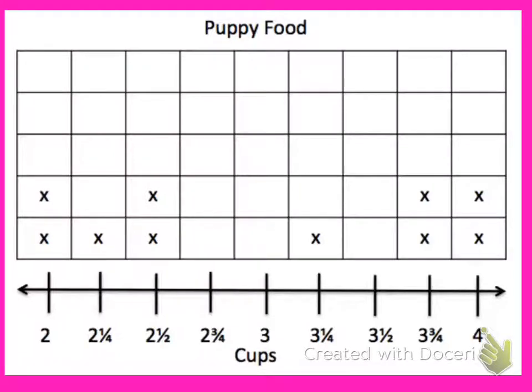Hey guys, today we're going to work on line plots and finding the average of a set of data that's on the line plot. So this first line plot is going to be about the amount of food Colton fed his puppy every day. So he measured out how much food he fed his puppy every day for 10 days, and these were the results.